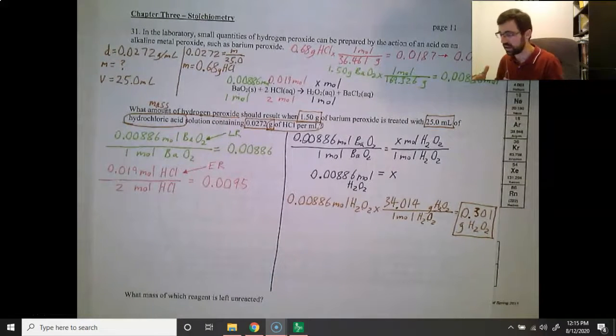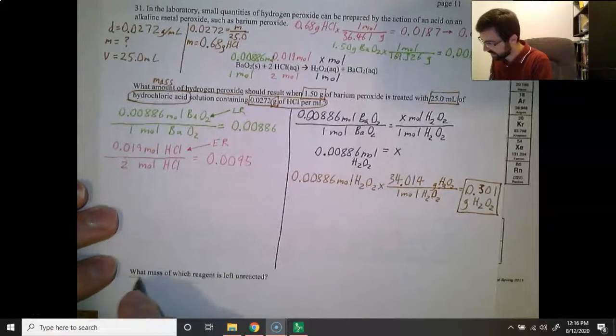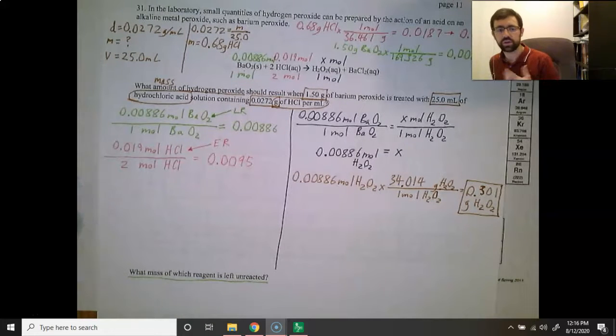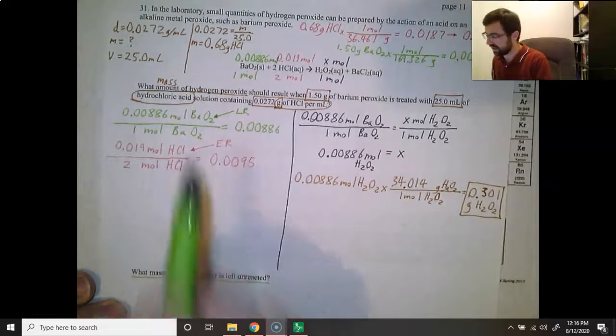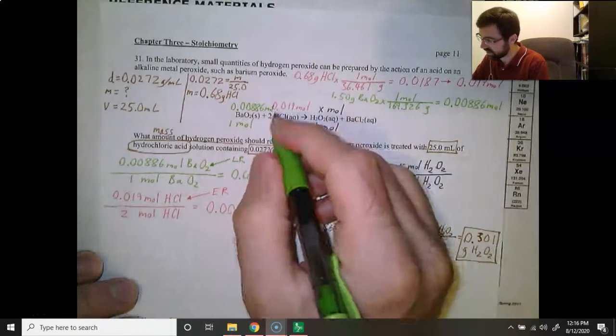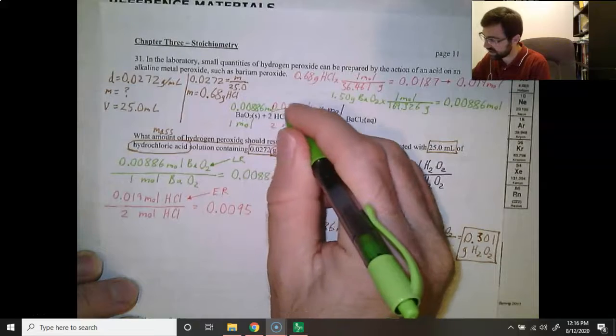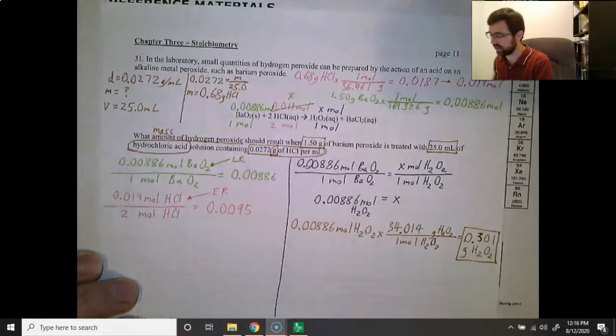Okay, I know this video is getting kind of long, but we've got one more step we need to do, but it really doesn't take that long as long as you understand it. Okay, so it asks what mass of which reagent is left unreacted. Okay, so which one is unreacted? That's another way of saying which one was in excess, which one did not totally react. We had some extra, some leftover that wasn't used. Okay, so in other words, we're going to take our excess reactant, we need to know what that is, it's HCl in this case, and instead of it being 0.019, I'm going to change that and make it my new X.